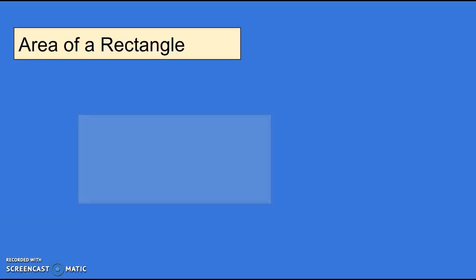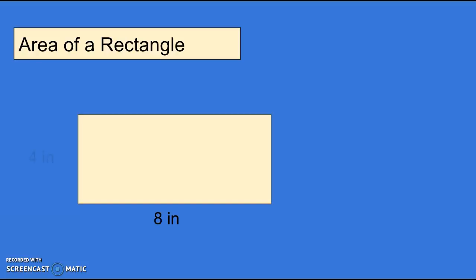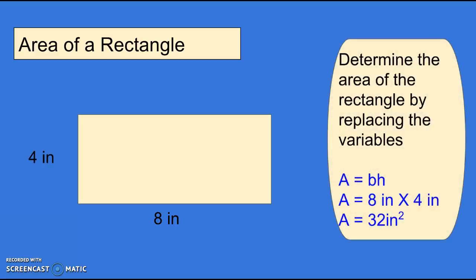For this particular rectangle, we'll give it some measurements here. So we would determine the area of the rectangle by replacing the variables. Area equals base times height. And we would replace the variables into the formula. So if our base is 8, we replace the b with 8. Since our height is 4, we replace the h with 4. We multiply to solve. 8 times 4 is 32. So the area of this rectangle is 32 square inches.